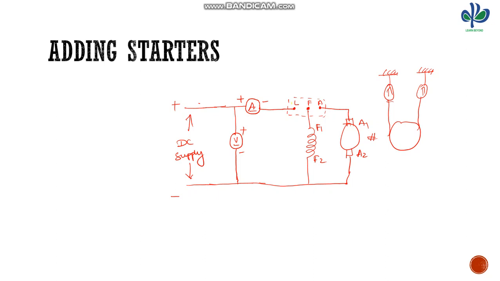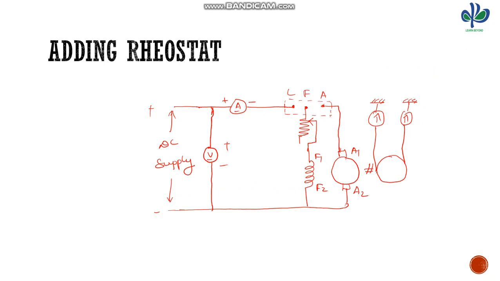Okay, so next one is adding a rheostat. We can add a rheostat either in the field winding or in the armature winding to get a speed above or below the rated speed. If our motor is rated at 1500 rpm and we need a speed above 1500 rpm, we add a rheostat in series with the field winding. If we need a speed less than 1500 rpm, we can add a rheostat in the armature winding, so we can reduce the speed of the machine.